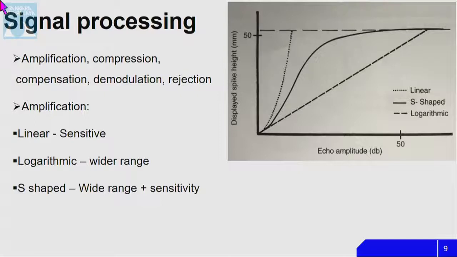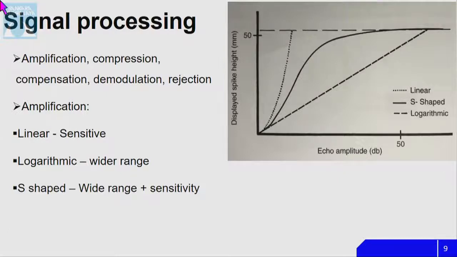So, signal processing. We are done with the transducer, now we are moving on to the next part, signal processing. There are multiple processes like amplification, compression, compensation, demodulation, rejection. But the most important thing happening is amplification.